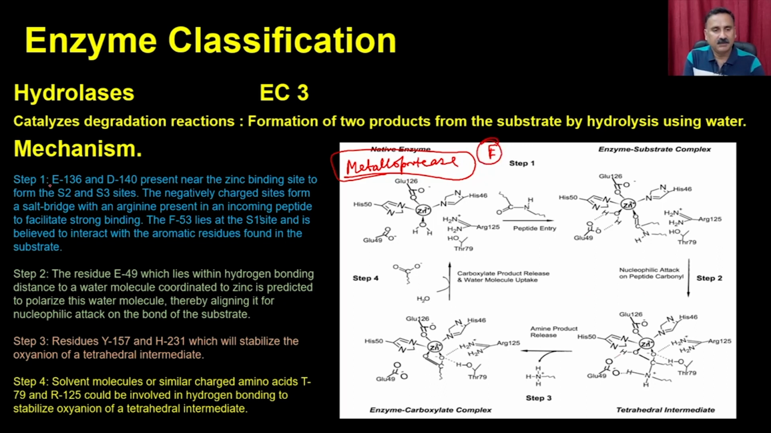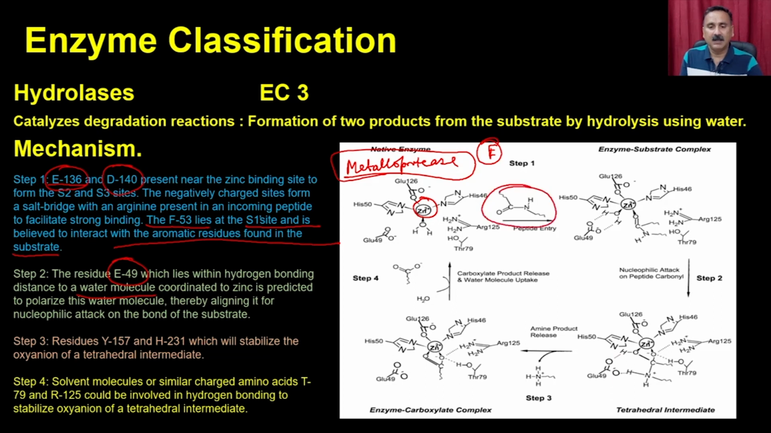So in these reactions, the residues like E136 and D120 are present close to the reaction center, and that's how they are going to stabilize the incoming peptides. And then the phenylalanine 53, which lies at the S1 site, is going to interact with the aromatic residues which are present in the peptide substrates. And then the E49, which is within the hydrogen bonding distance of the water molecule. So it is going to stabilize the water molecule, because you know that these are hydrolases. So they are going to use the water molecule.